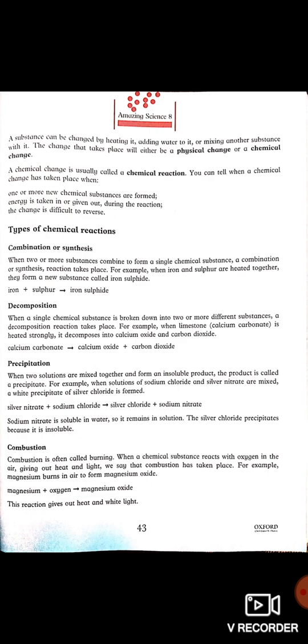Precipitation: when two solutions are mixed together and form an insoluble product, the product is called a precipitate. For example, solution of sodium chloride and silver. Combustion is often called burning. When a chemical substance reacts with oxygen in the air, giving out heat and light. For example, magnesium burns in air to form magnesium oxide.